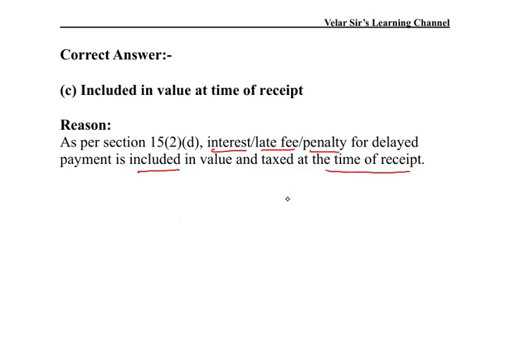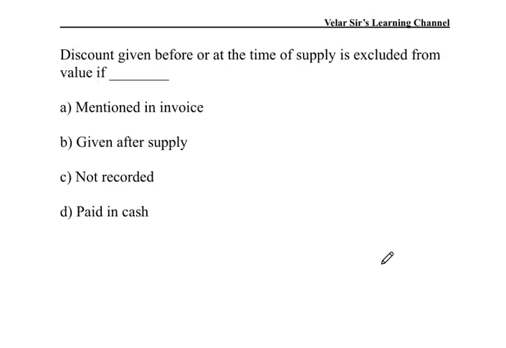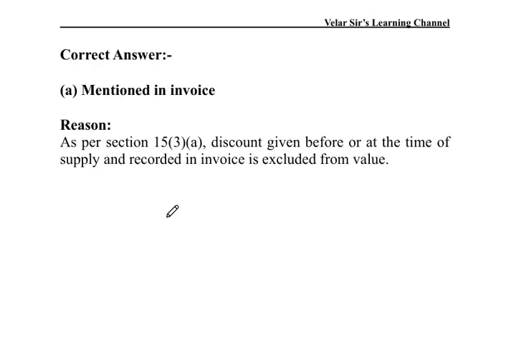Okay. The next MCQ: discount given before or at the time of supply is excluded from the value if dash. The options given are, first option mentioned in invoice, second option given after the supply, third option not recorded, fourth option paid in cash. The correct answer will be A, mentioned in invoice.